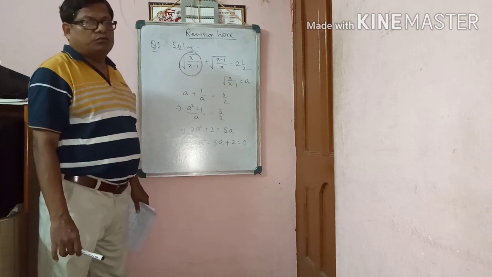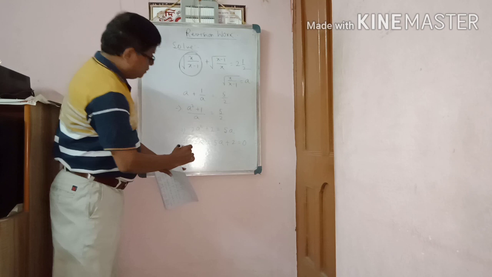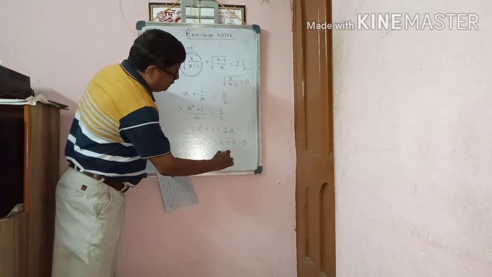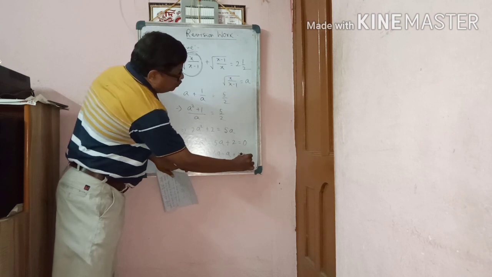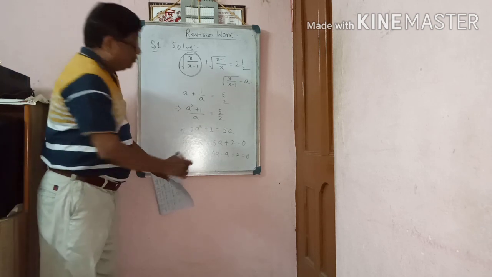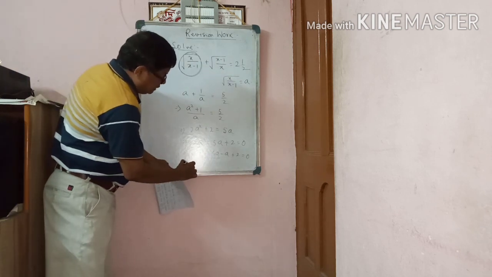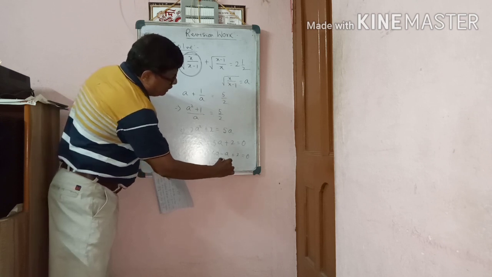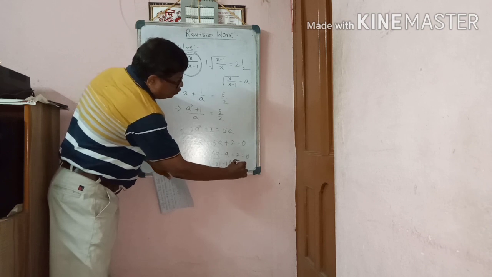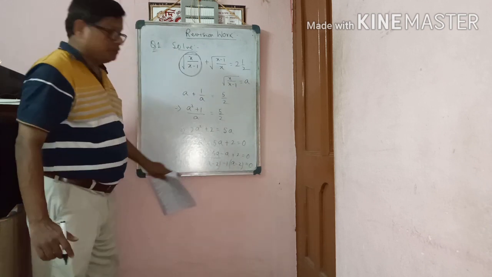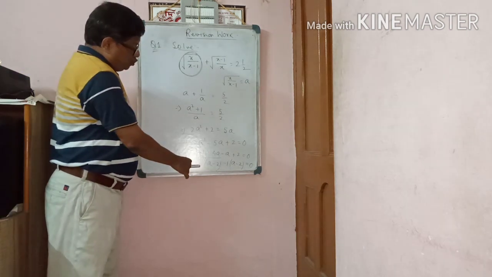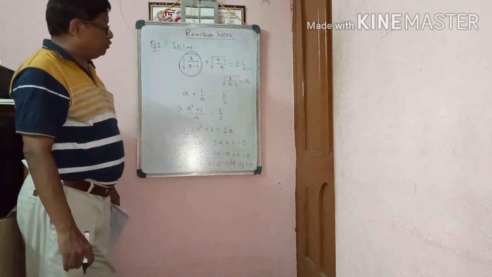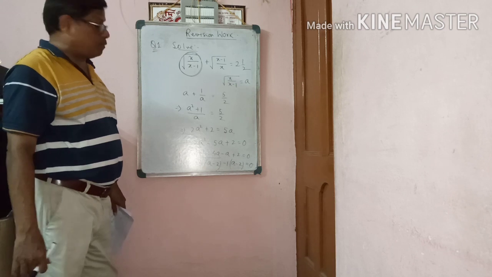All of you know the middle term factors. So write 2a square minus 4a minus a plus 2 equal to 0. From these two terms take 2a common: 2a into a minus 2, minus 1 into a minus 2 equal to 0.